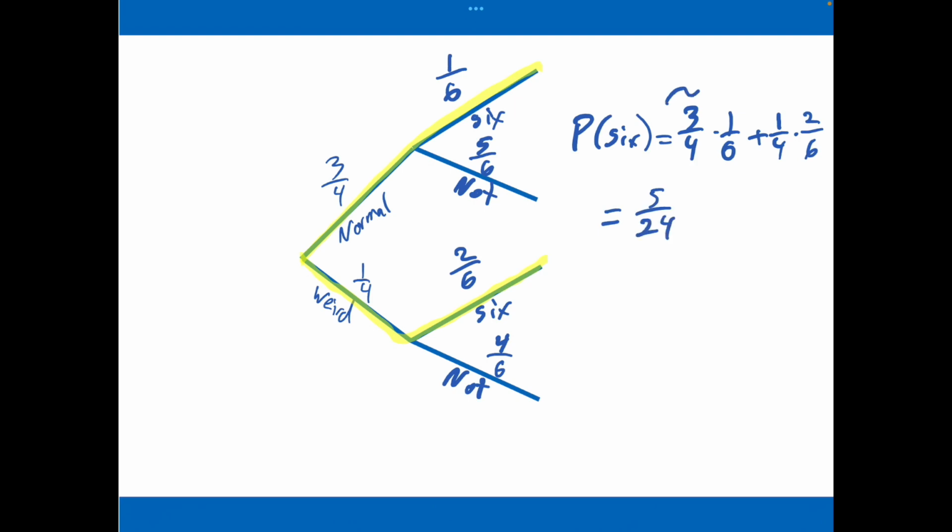So notice this technique allows us to think about our problem in terms of branches. What I did was I thought about the first branch of my problem, which is the 3/4 times 1/6, and the second branch of my problem, which is the 1/4 times 2/6.